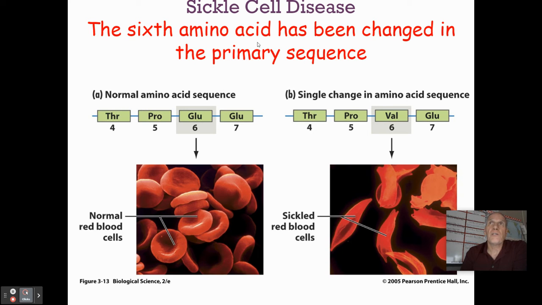Okay, this is the amino acid sequence for hemoglobin. Hemoglobin has about 130 amino acids, if I remember correctly, and the sixth amino acid in this sequence, okay, there's a mutation. Normally it's glutamate, but the mutation for sickle cell will change it to valine. Glutamate is a polar amino acid. Valine is a non-polar amino acid. So we've changed the properties of the amino acids, and that's going to cause a change in the shape of the hemoglobin protein, which will lead to the sickling of red blood cells.